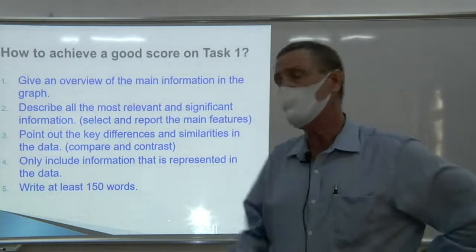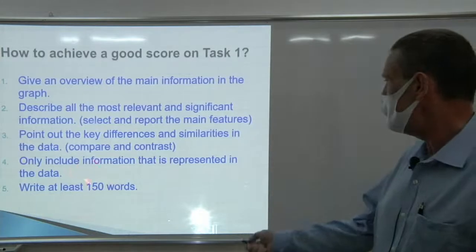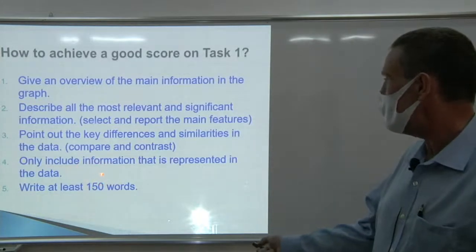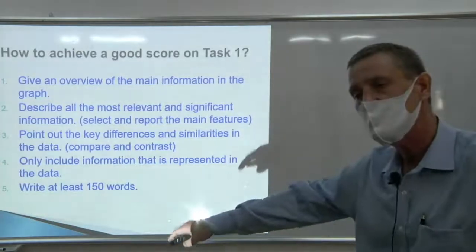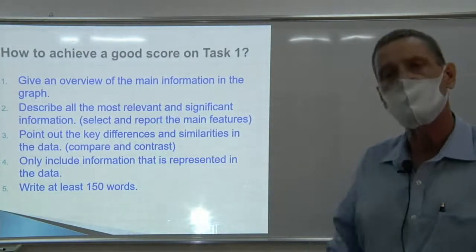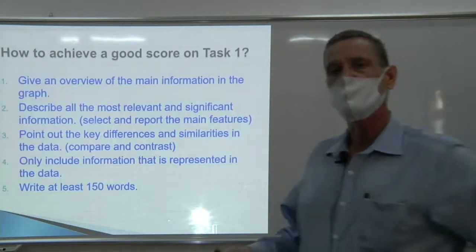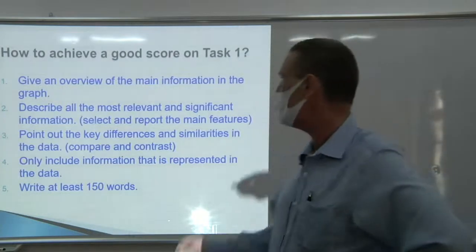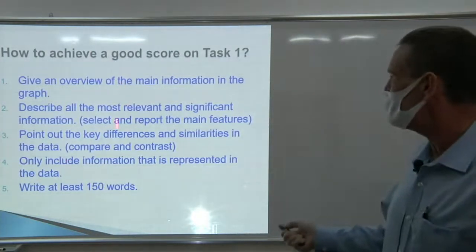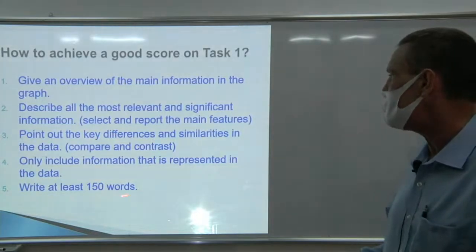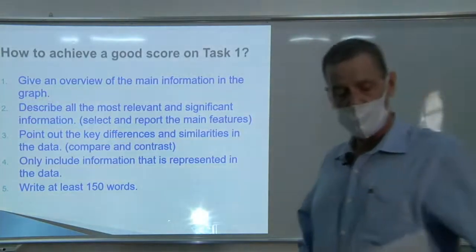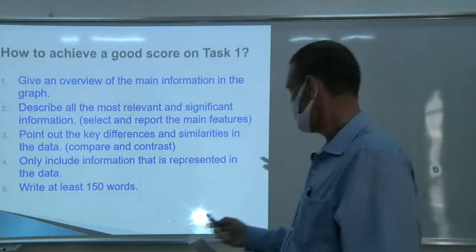If you can't point to the information in the chart or the graph or the table in task 1 and say, this is where it says that, don't include it. We'll get into opinions on task 2. That will be very important. No opinions on task 1. And then again, really important here, an easy thing to practice, write at least 150 words.